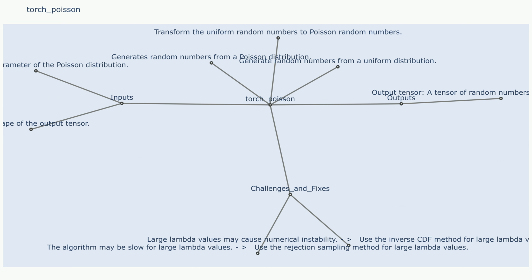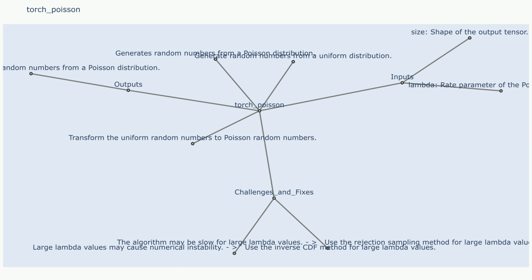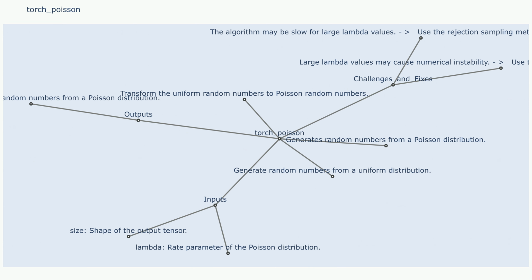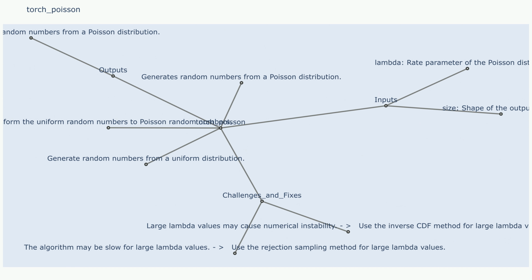Challenge 2: generating Poisson random numbers with a custom distribution. Sample use case that resulted in challenge 2: in some cases, you may need to generate Poisson random numbers with a custom distribution that is not directly supported by torch.poisson. Fixes to challenge 2: you can achieve this by using the torch.distributions module in PyTorch. This module provides various probability distributions, including the Poisson distribution. You can create a custom Poisson distribution object with your desired rate parameter and then use it to generate random numbers.